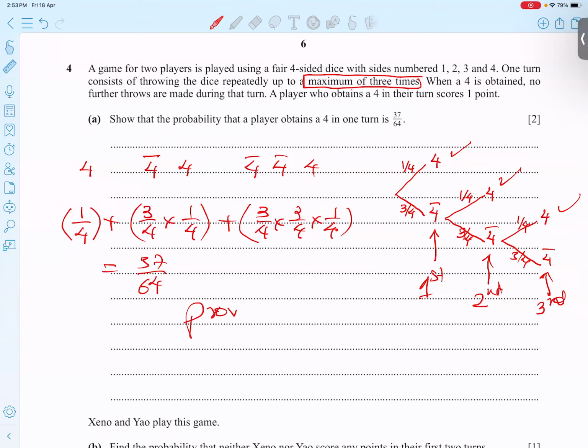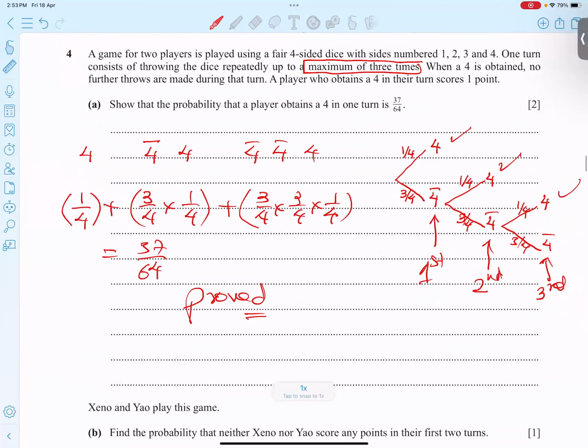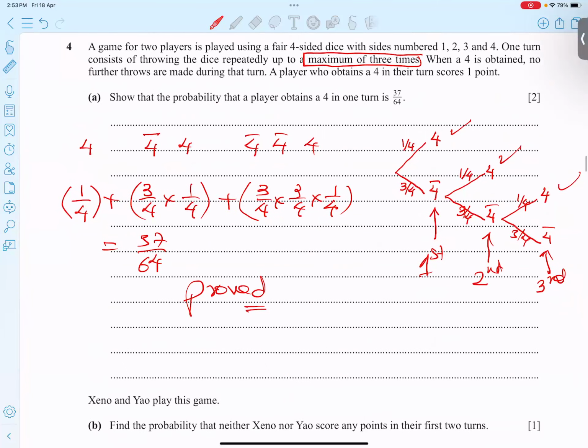Proved. I hope so, student, you got a point how I have handled this part. Let's go for the second part, and keep your eye on the first part to reply to it. X and Y play this game. The probability X neither and no. Okay, neither no. X and Y score any point on his first 2 turns.